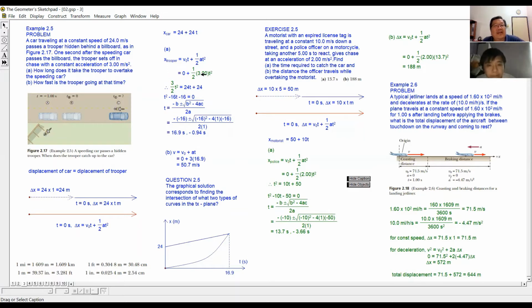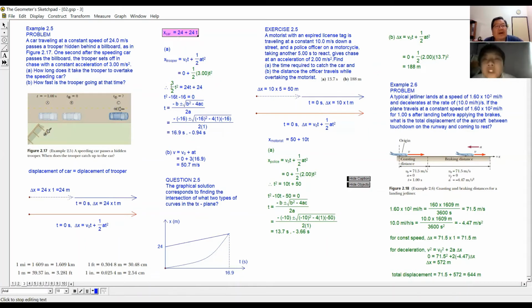But I know this is the distance traveled by the policeman. And this is the distance traveled by the car. So when they catch up, these two distances must be the same. The x for the car and the x for the policeman must be the same. So I equate this x for the policeman with the x for the car. Equate them, link them together.